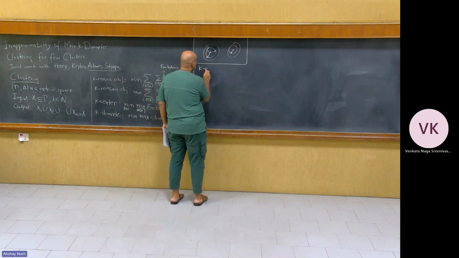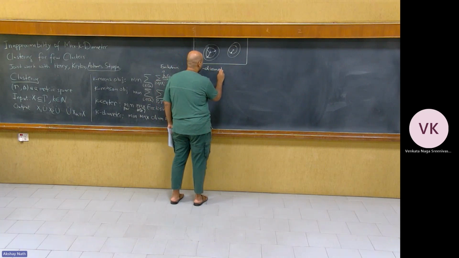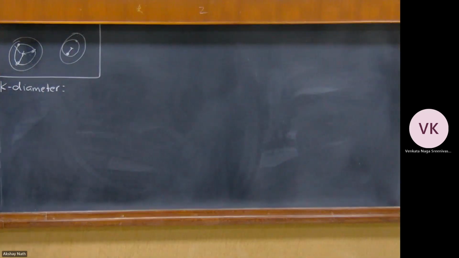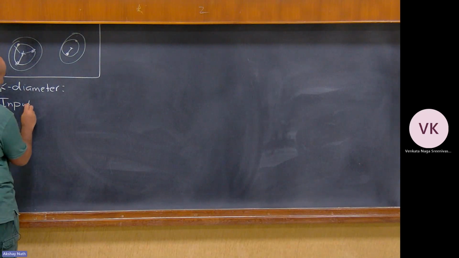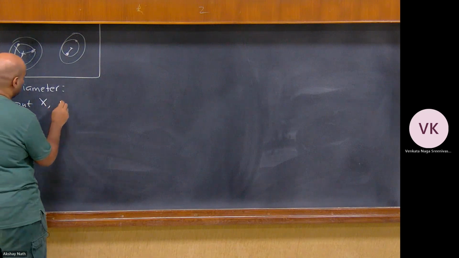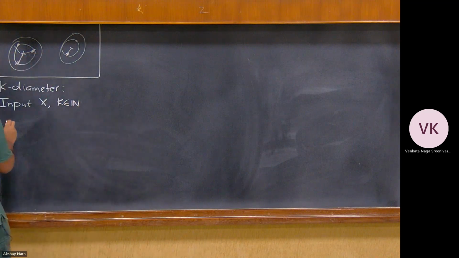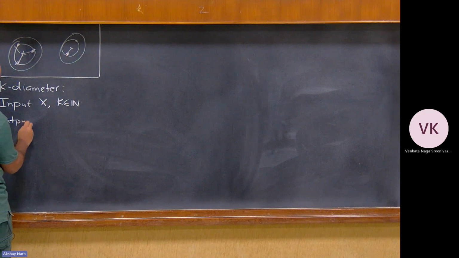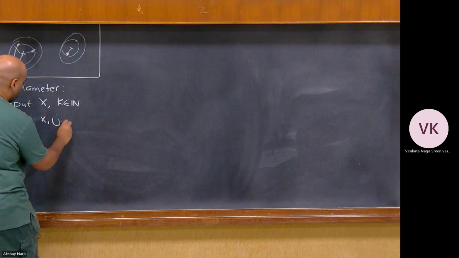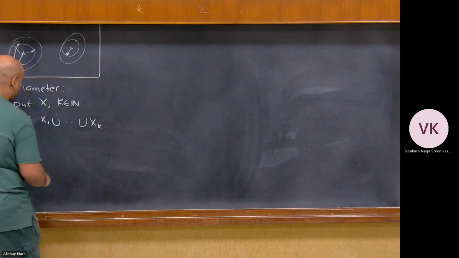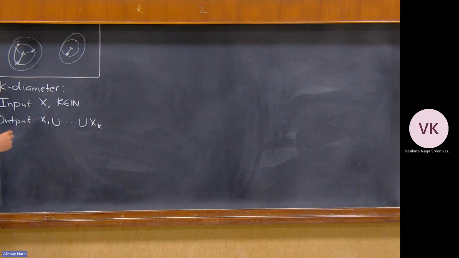So what do we know for K diameter? So in K diameter, your input is some X and some K. Your output is a partition. And you want to minimize the max diameter. Right? Now, there are several parameters here of interest. Let me say the 3 parameters of interest.